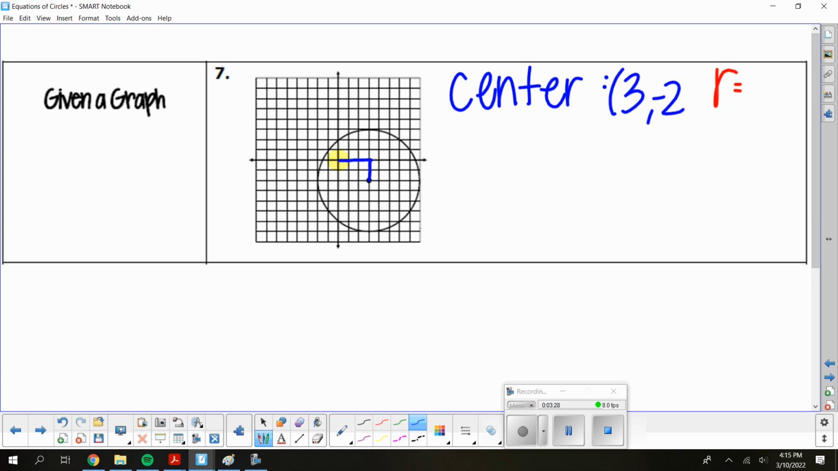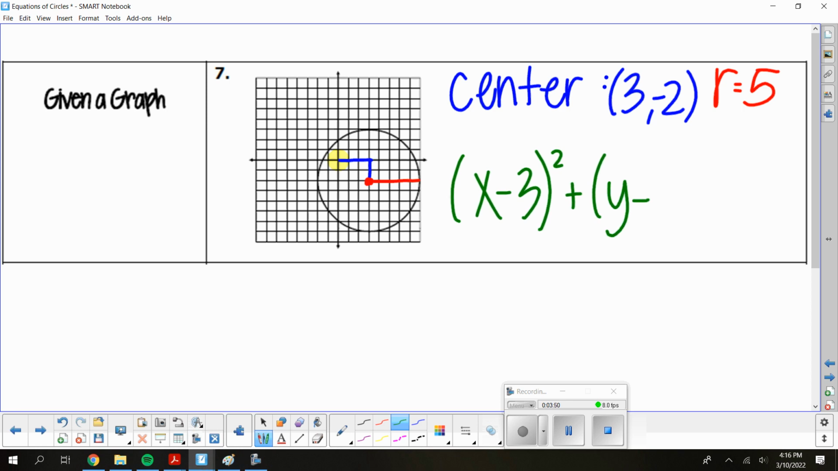So my radius goes from center to edge. Now I would travel either horizontal or vertical. Do not travel diagonal because you cannot count the boxes. So 1, 2, 3, 4, 5. So plugging into my equation, x minus my x value, squared, added to y minus my y value, squared, so that becomes plus. And then my radius squared, so 5 squared is 25.